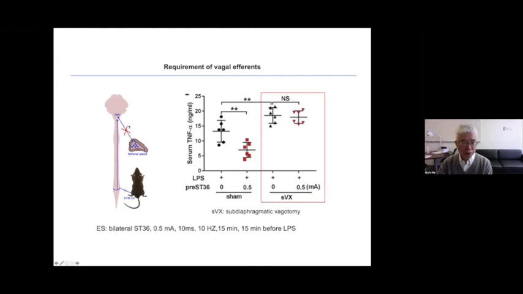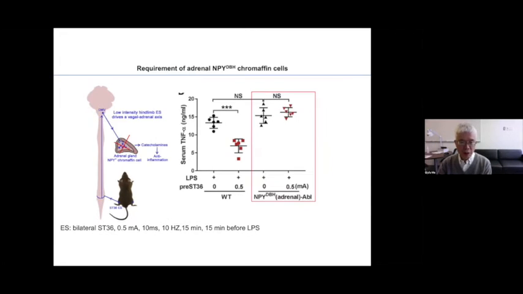And when we cut the vagal, this electrical stimulation, as reported by Luis Ulloa, can reduce systemic inflammation, including all the cytokines we examined, like TNF-alpha, interleukin-1 beta, IL-6, HMGB1. Those cytokines are all reduced. And this anti-inflammation effect is dependent on vagal efferents. So if you cut the vagal nerve, this anti-inflammation effect will be lost. And without going into detail, we have also shown that this pathway requires the adrenal gland.